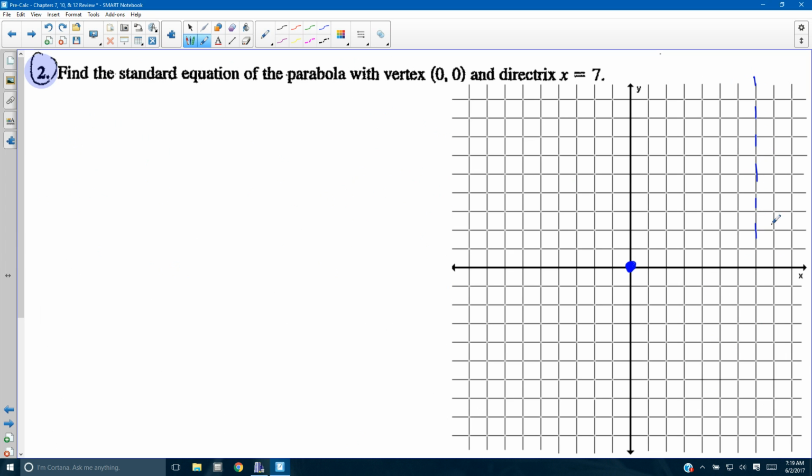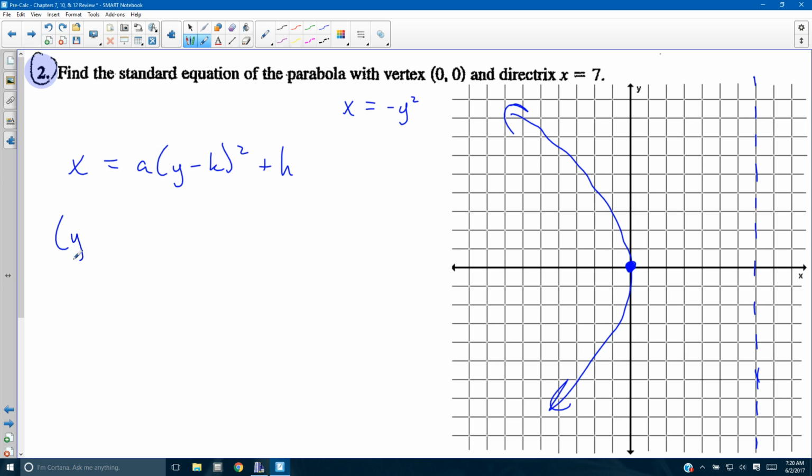What I'm going to draw this stuff for is to help establish which way my parabola faces. Now this is a parabola because it has a directrix. It looks like it's going to face this way because of how the directrix is drawn here. It's going to be facing to the left, which gives me a couple bits of information. This is going to be an x equals negative y squared kind of equation. So it's either going to be x equals a times y minus k quantity squared plus h. Or written another way, y minus k quantity squared equals 4p times x minus h, like that.